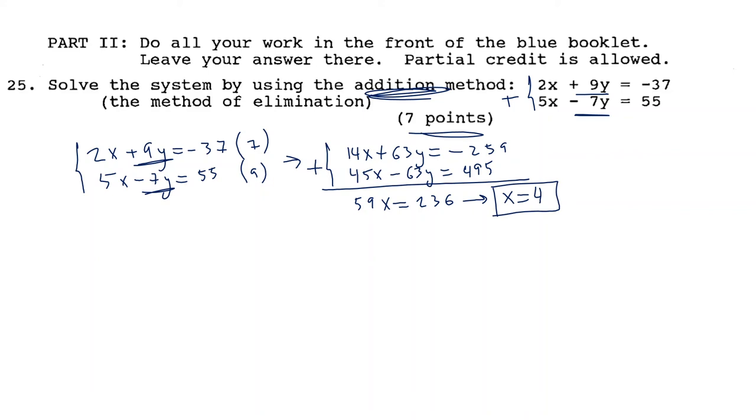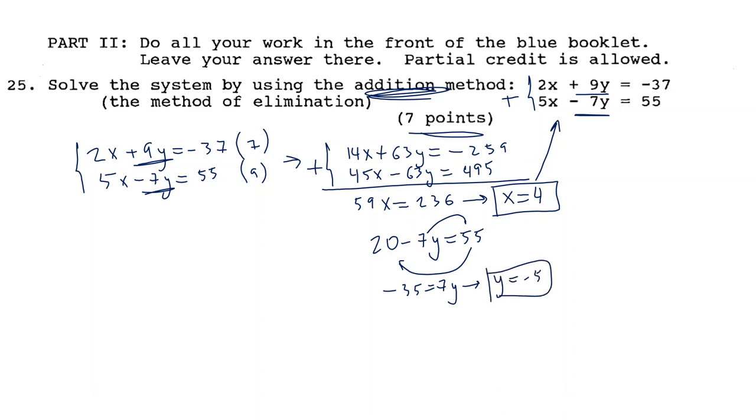As opposed to the previous one, here, unfortunately, you have to plug it back into the original. So for the substitution, you don't, but for the addition, you do in most cases. So I will plug it into the second one. So I'll do 5 times 4 is 20 minus 7y equals 55. I would move 7y here and 55 here. So it's negative 35 equals 7y. And therefore, y is equal to negative 5. So the pair 4 comma negative 5 is my answer.